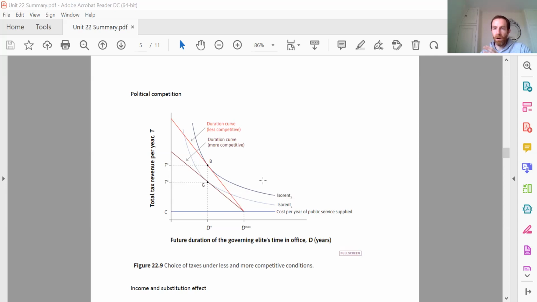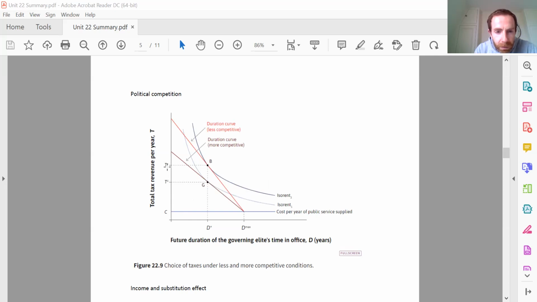But if there's now the possibility of other governing elites, that raises the possibility of the governing elite being kicked out in the next election. And how do we imagine that has an impact on our diagram here? Well, we imagine it makes the duration curve a little bit shallower, right? And let's think about what that means. Well, it means for any given value of tax revenue per year, that the duration that that governing elite could expect to stay in power is shorter, right?